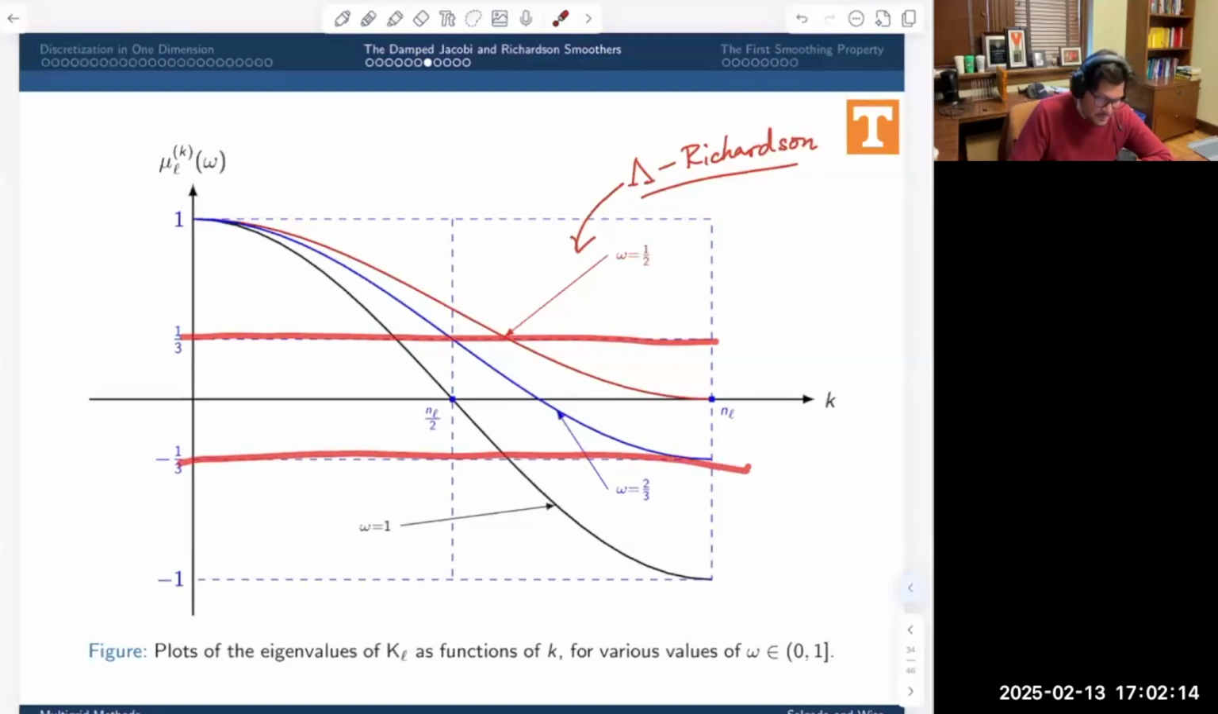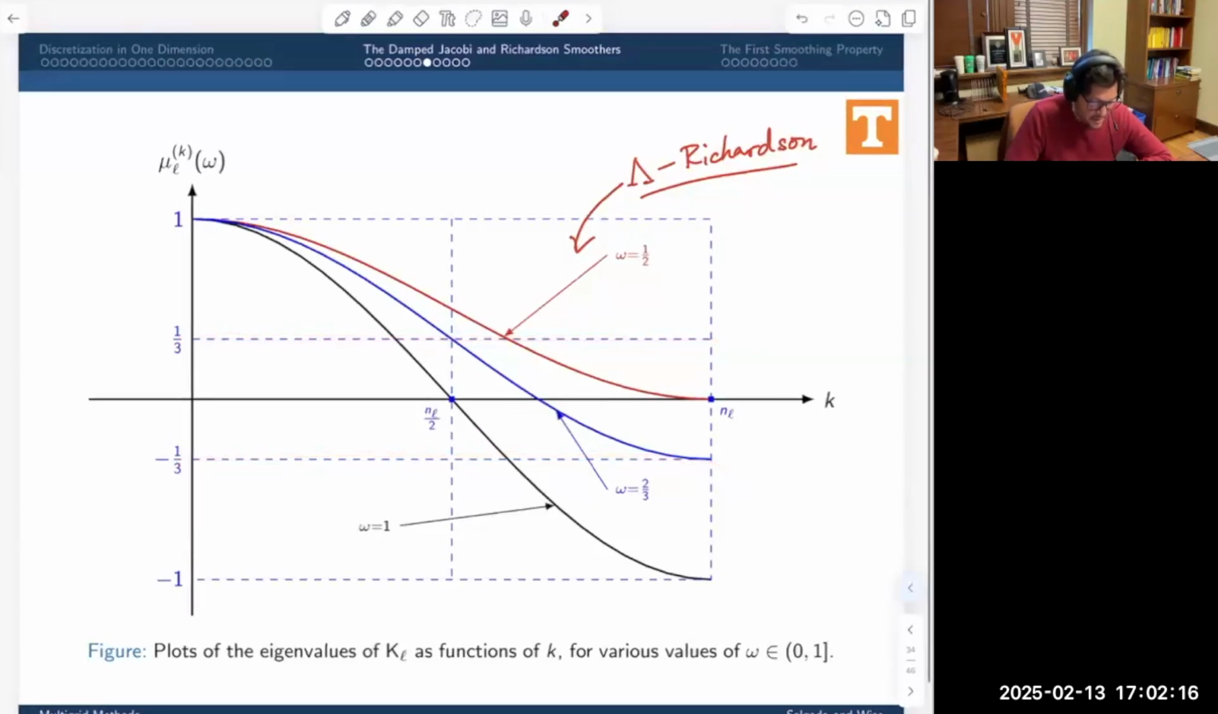So if I want all of them to be damped by a factor of a third in absolute value sense, then if I take omega equals 2/3, I get my damping factors, which is precisely what these eigenvalues measure to be between plus and minus a third. Now, if I don't do anything with the generic Richardson smoother, by that I mean I set omega equal to 1, then I get very poor damping because here there's no damping at all.